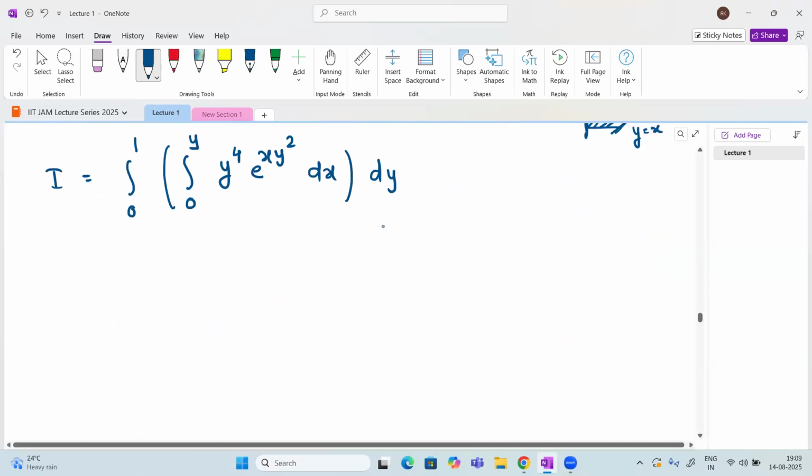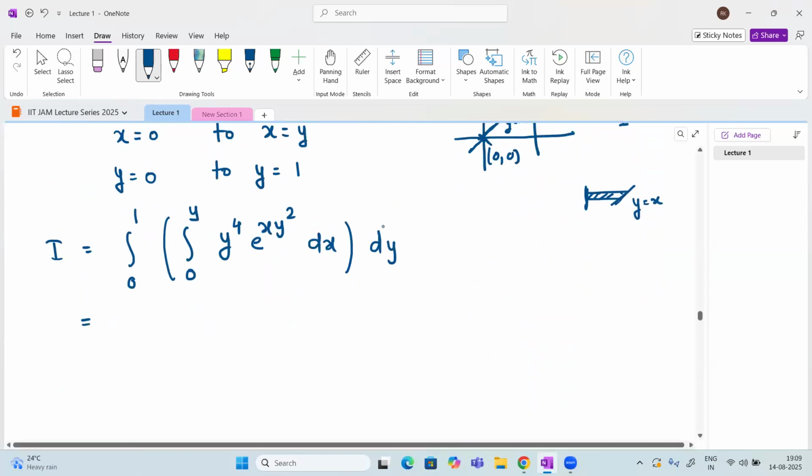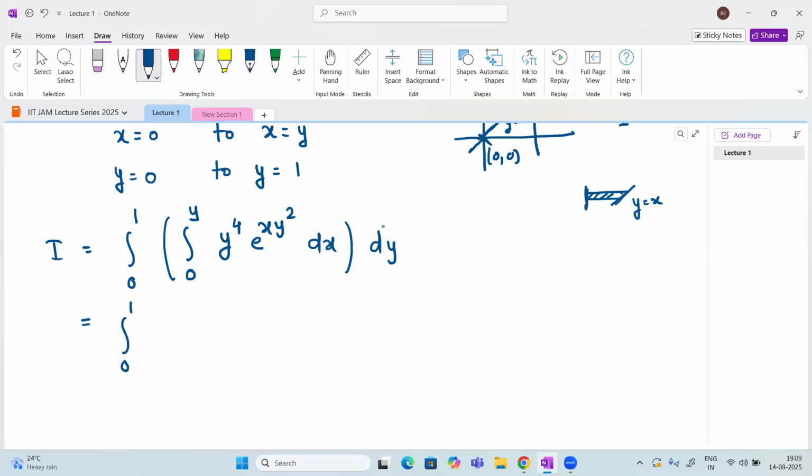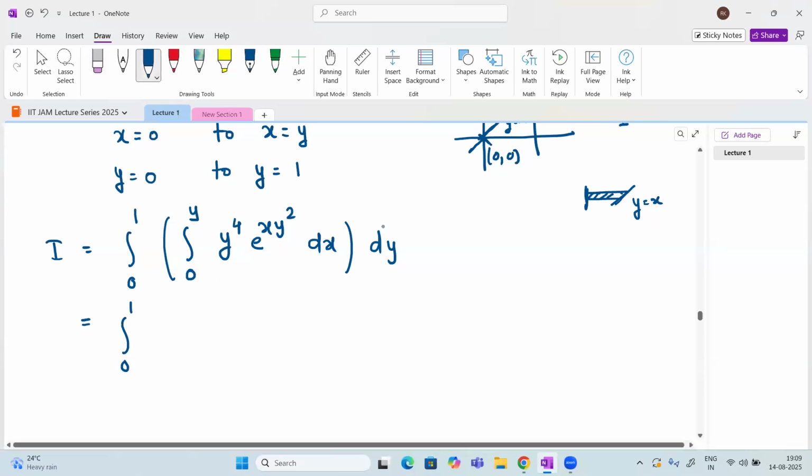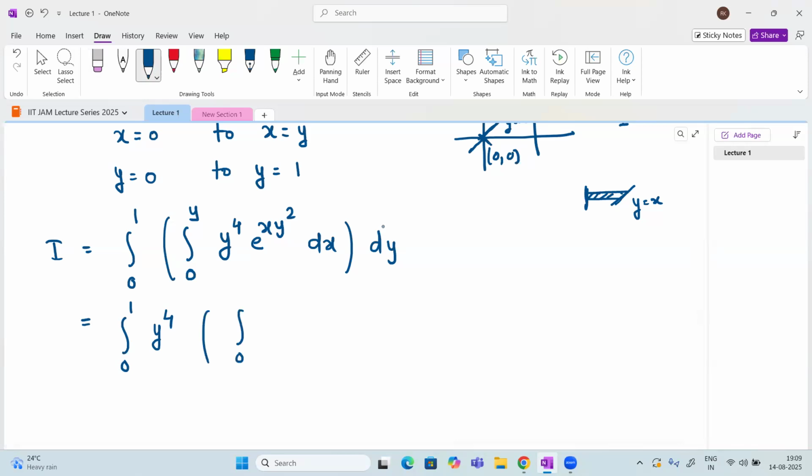Now tell me how to solve this integration. y to the power 4 is constant here, so we will integrate the term e to the power xy square. Inner integration with respect to x means y raised to 4 is a constant, since it is independent of x. So it will come outside. Integration 0 to y, e raised to xy square, dx dy.